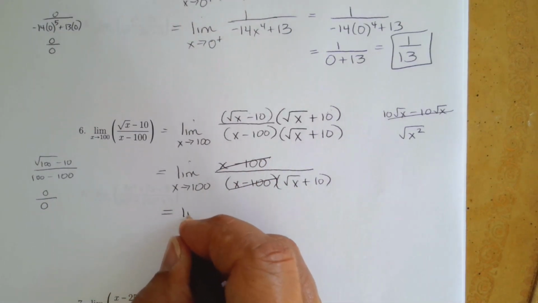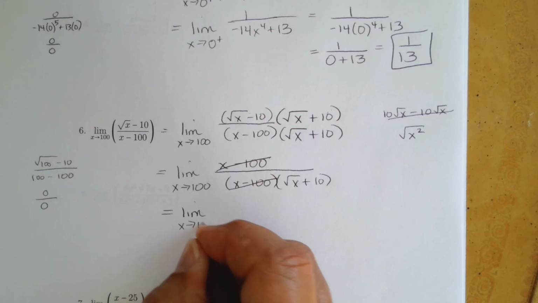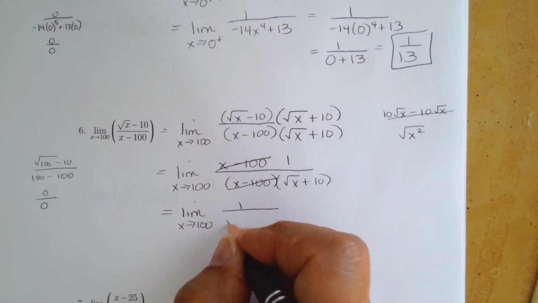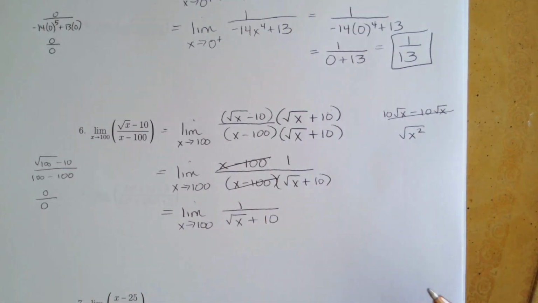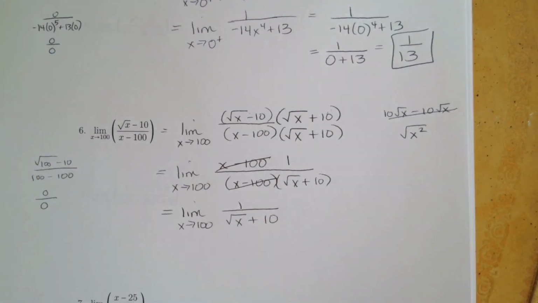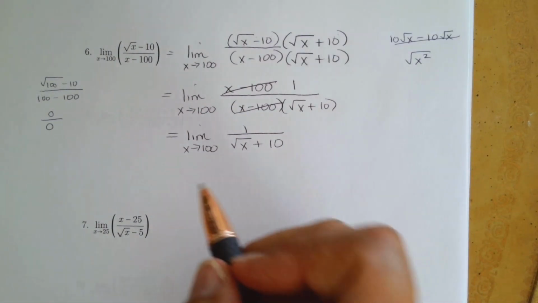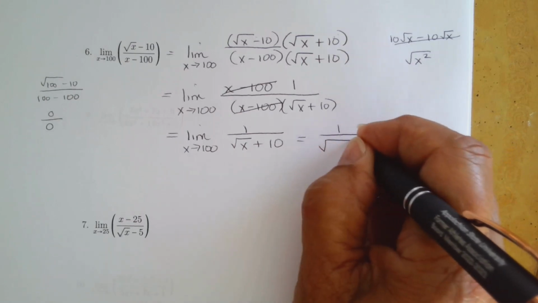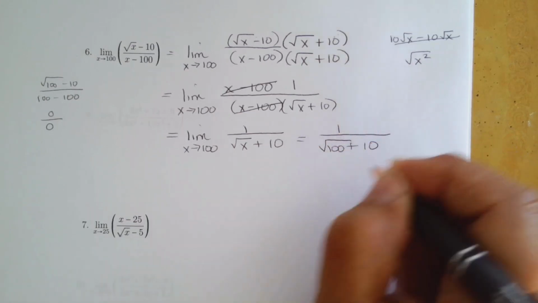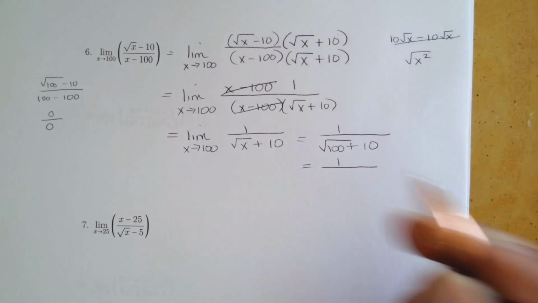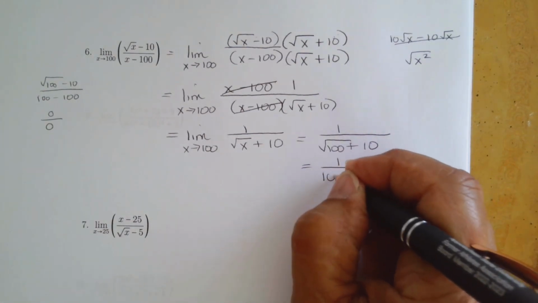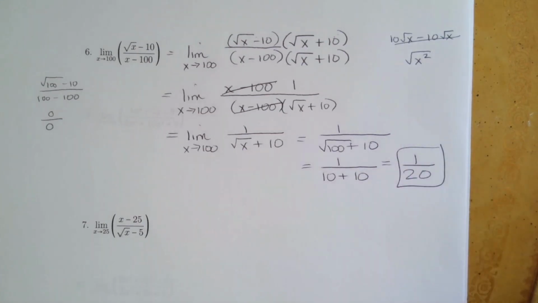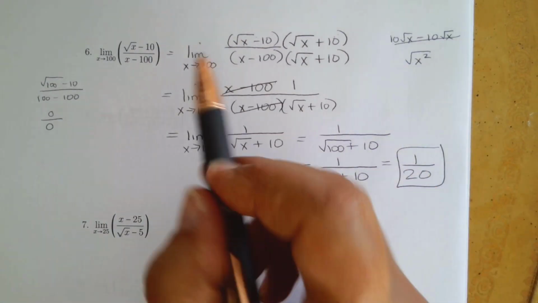Okay, so again, when you cancel and everything goes out of the numerator, remember there's a 1 up there. So we have 1 over the square root of x plus 10. Now we're going to substitute in that 100 again. We're going to find the new limit. So now we can plug in 100. So 1 over the square root of 100 plus 10. That is 1 over, what is the square root of 100? That's 10 plus 10. So we end up with 1 over 20. Okay, so there is the limit for that.